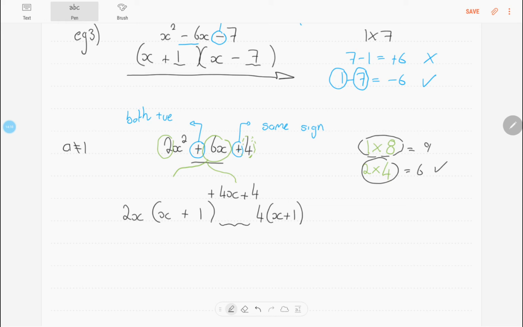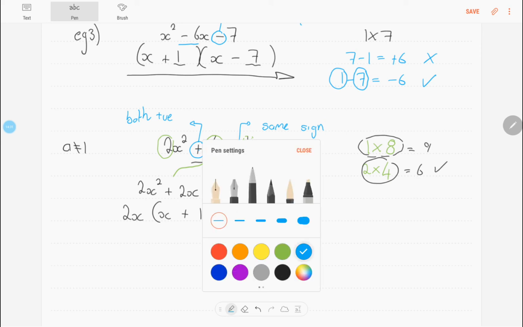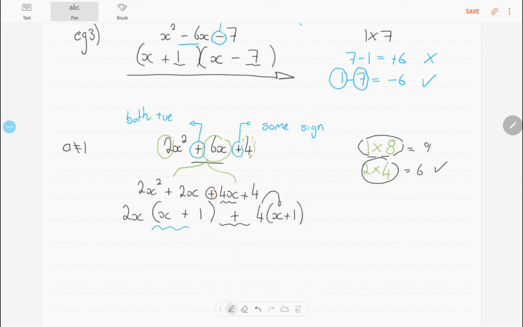So we just go 4 times x gives me 4x. We look for that term over here. We get a 4x. That's a positive, so I know that this must give me a positive. Okay, cool beans. So I'm just going to write in the whole sum now. Okay, great. Now what you'll notice is that if you've done this correctly, this bracket and this bracket are identical.